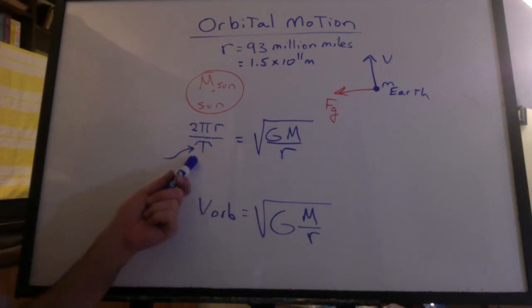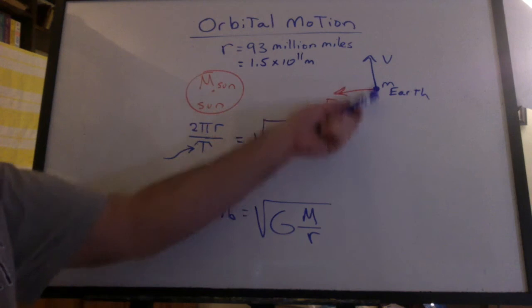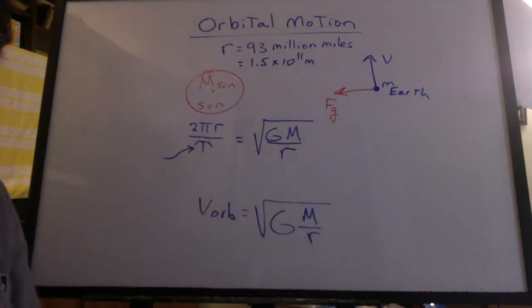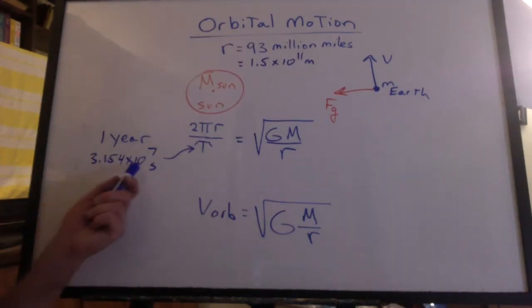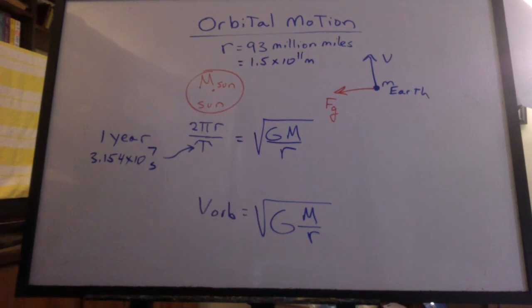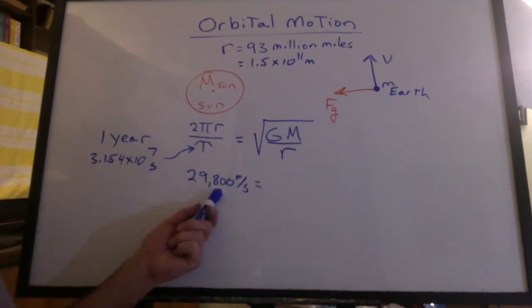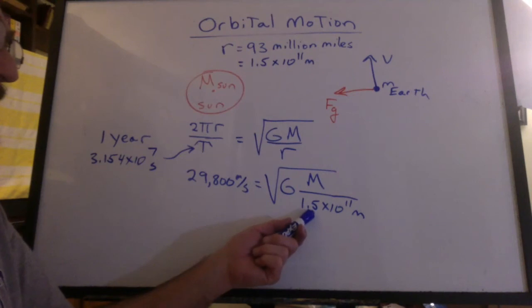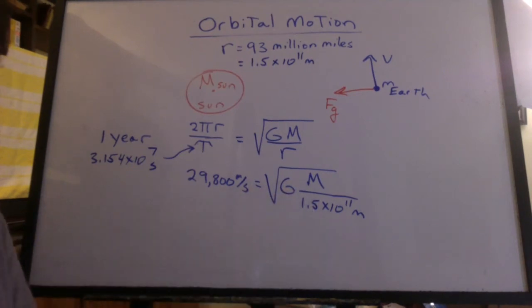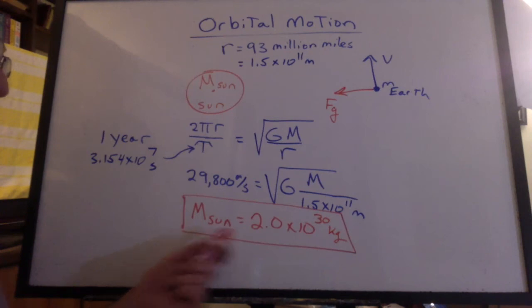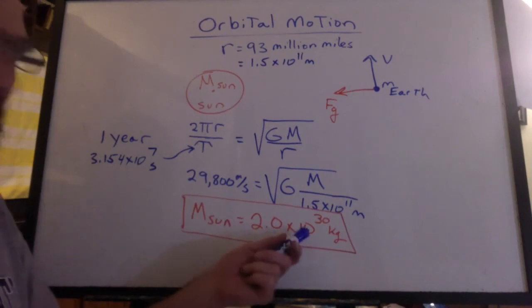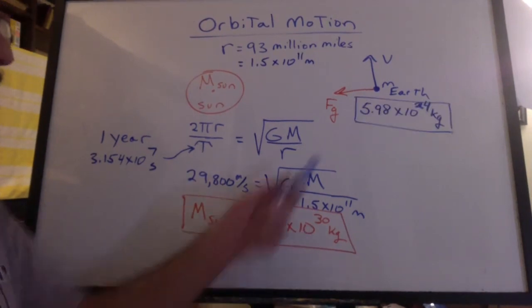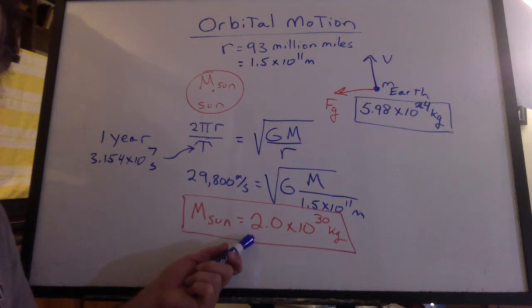Then we have to ask, what is the orbital period? How long does it take the Earth to go around the sun? You better know that one. 1 year. That's about 3 times 10 to the 7th seconds. Well, that's about 29,800 meters per second. Well, if we know the radius, we can now find the mass. We get a mass of the sun of 2 times 10 to the 30th kilograms. A little hard to believe how big that is. How about compared to the mass of the Earth? That's over 300,000 times the mass of the Earth.